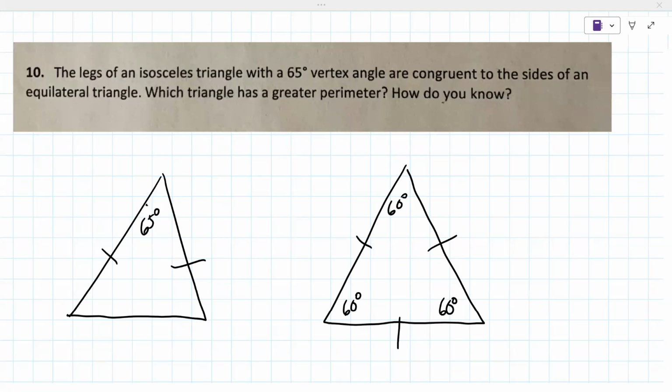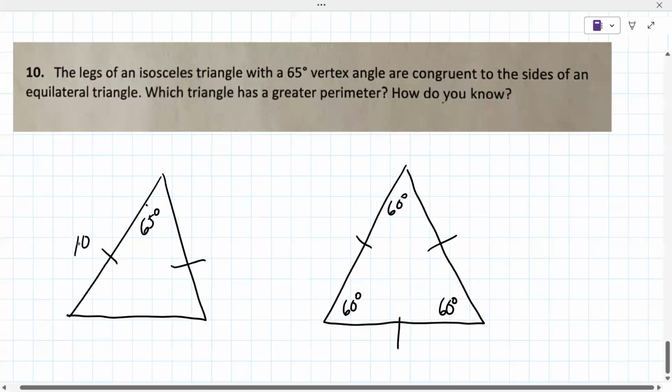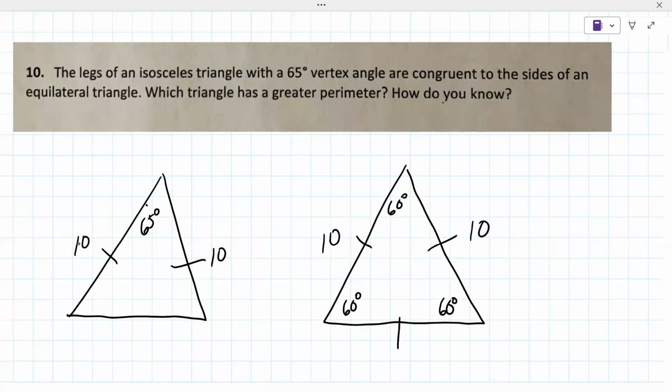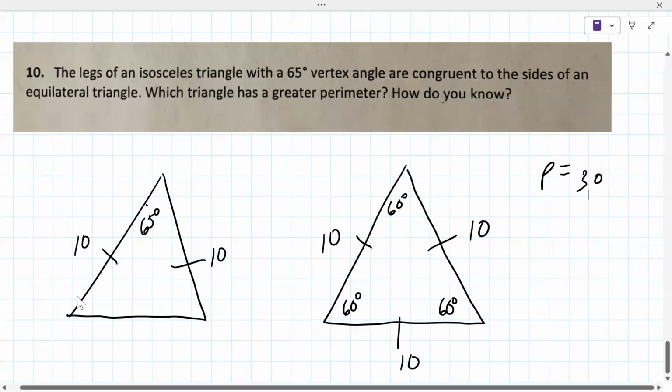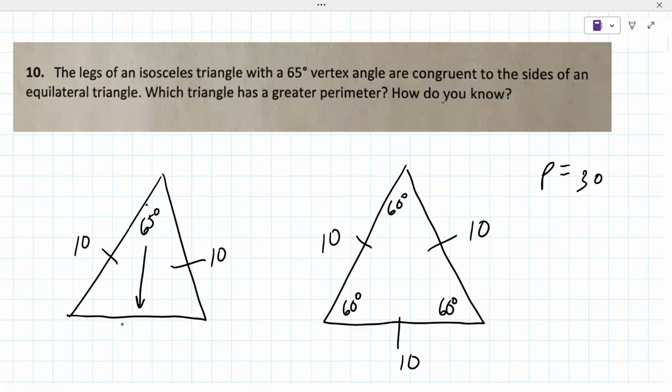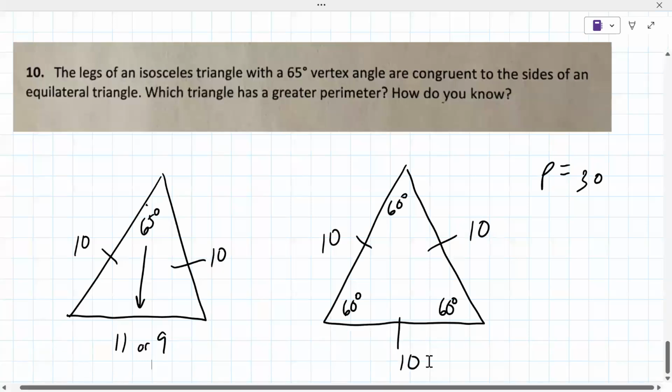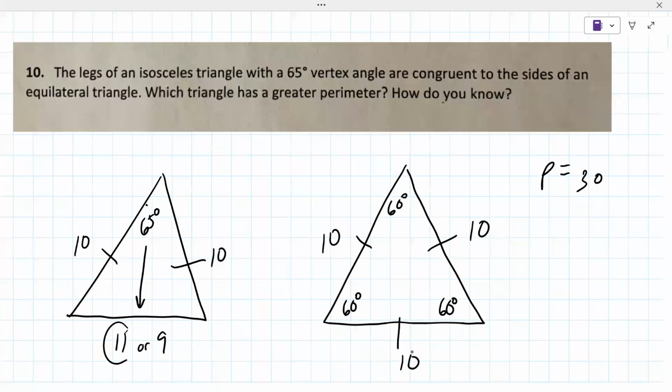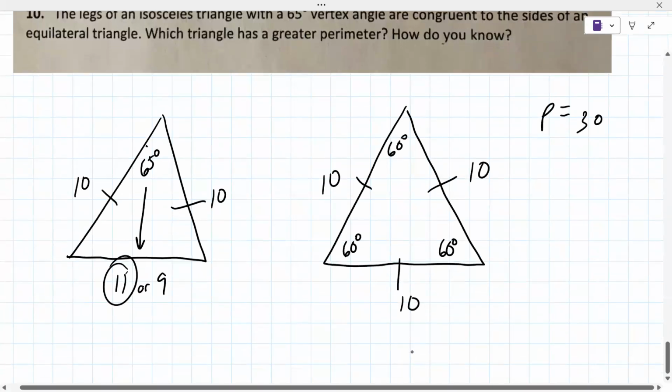So the next thing here is, sometimes it's good to just put numbers in. I'm going to call this 10 and 10, 10 and 10 and 10. What is the perimeter of the one on the right? 30. Now on the left here, what we have to decide is if the side across from 65 is 11 or is it 9? Meaning, is it bigger or smaller than this one? It's bigger, so 11. So we know that the perimeter of the one on the left is bigger than the one on the right.